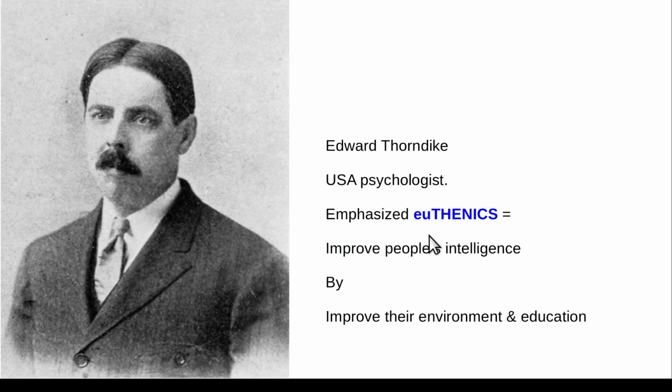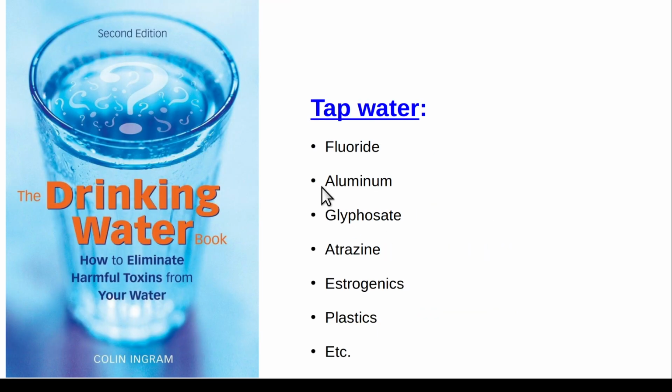And what we're actually seeing is the opposite. We're seeing dysthenics. The environment is being destroyed to damage people. And it's so obvious. Look at your tap water. Tap water in most cities in the Western world, there's fluoride in the water. That's a brain neurotoxin known to lower IQ. There's aluminum in the tap water. That's a brain neurotoxin that lowers IQ.